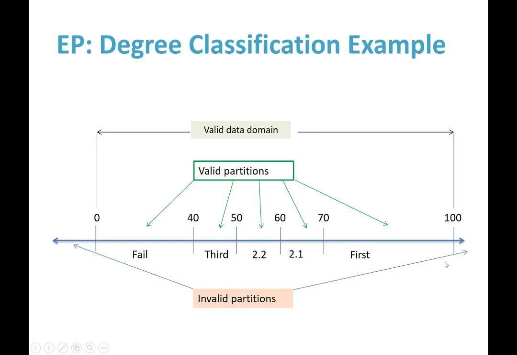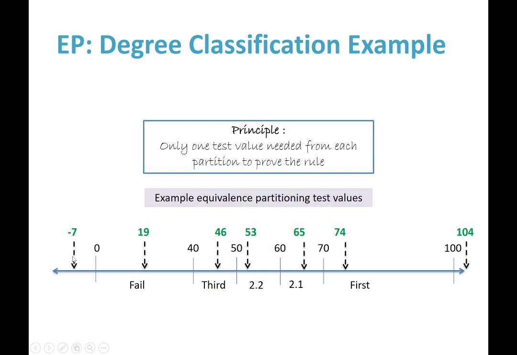A grade greater than 100 is one invalid partition, and then we have a second invalid partition, which is a percentage of less than 0. So what values could we pick? One value from each partition is quite sufficient. So in terms of our invalid partition tests, we've got -7 and 104, then 19, 46, 53, and so on and so forth. The key thing is that we have one value from each partition to prove the rules work.